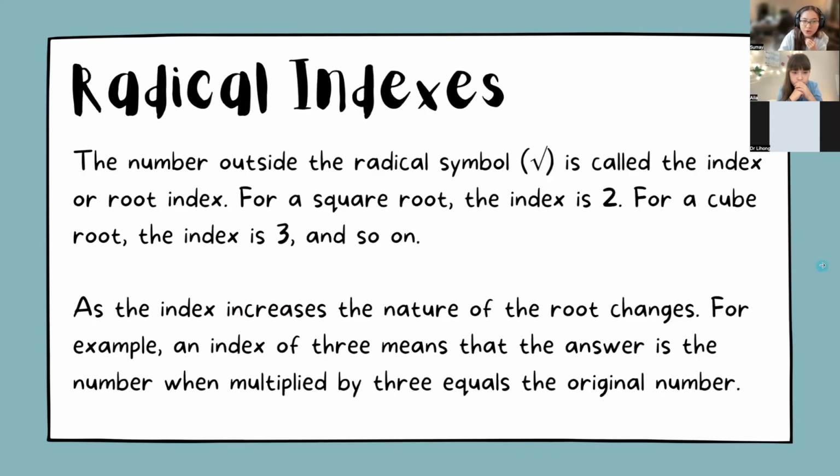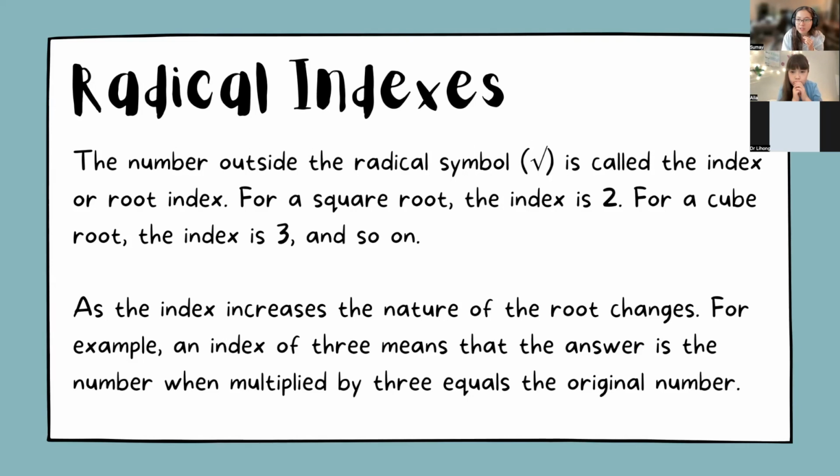There are also radical indexes. The number outside of the radical symbol is called the index or root index. For a square root, the index is 2. Just like with the exponent, if you have 4 to the power of 2, it would be 16 because you're multiplying 4 times 4. The same thing is with roots.